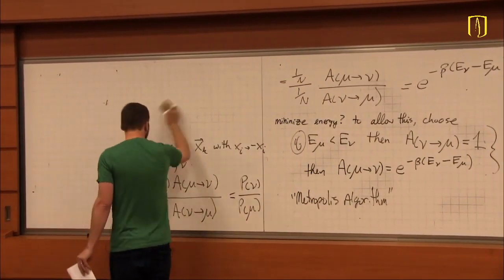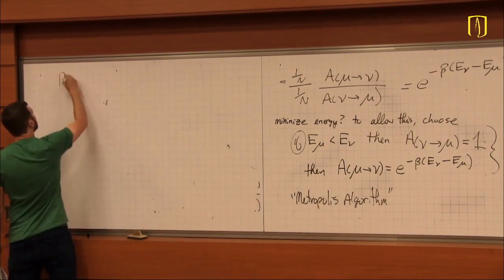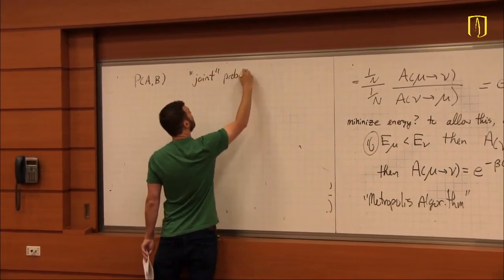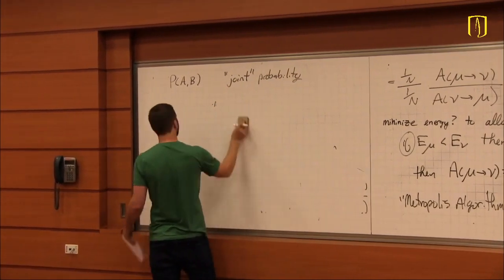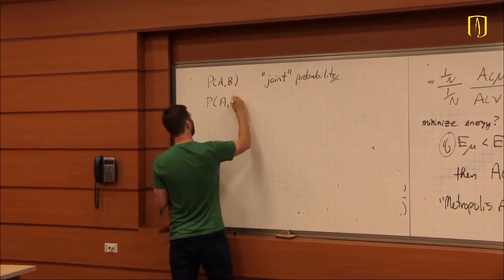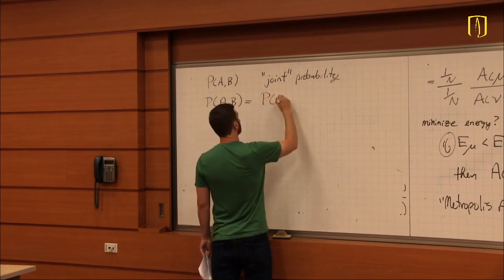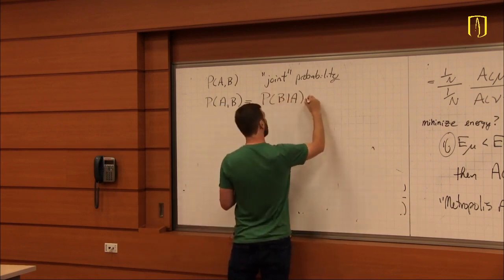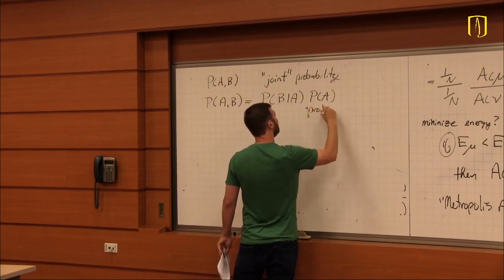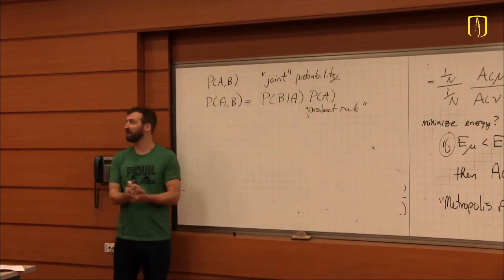So that P of A comma B, that's kind of the probabilities that we're used to dealing with. It's the probabilities over the whole ensemble. It's called the joint probability. And the relationship between the joints and the marginals is given by the so-called product rule. So P of B conditioned on A, P of A. That's just an exercise in what's called conditional probability distributions.